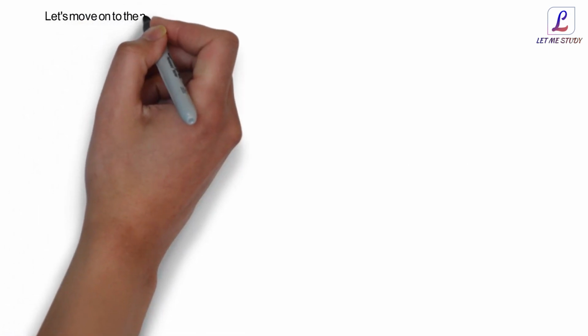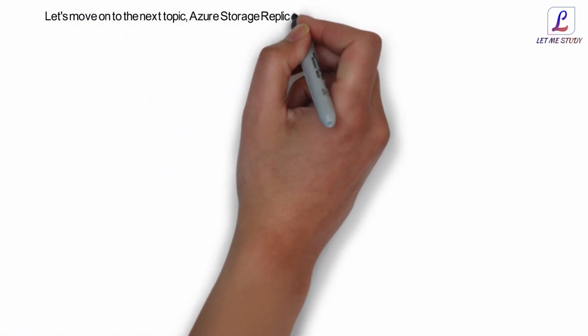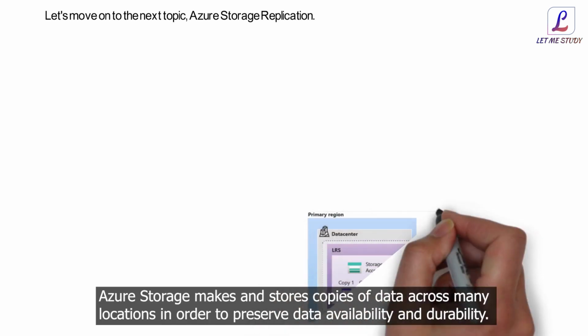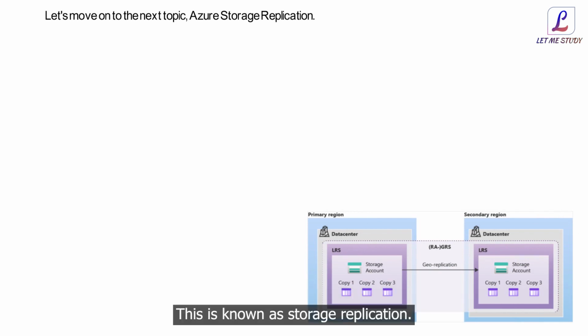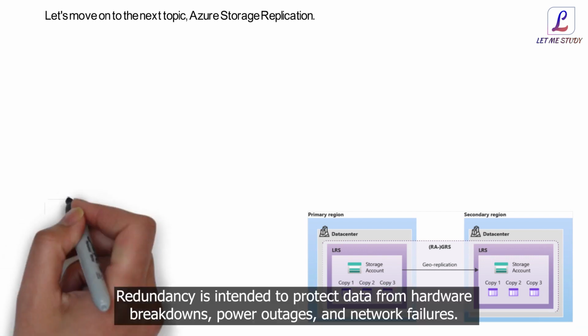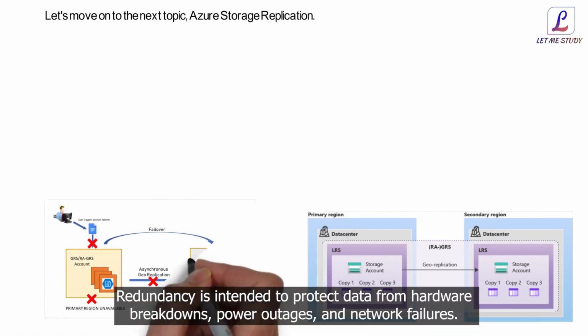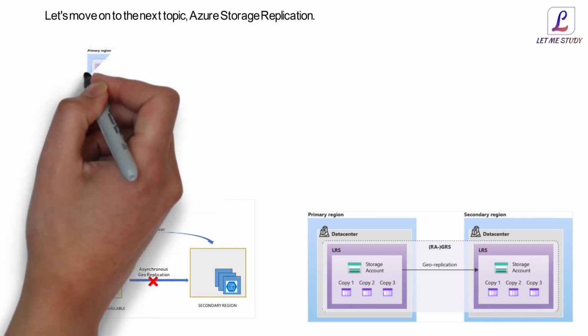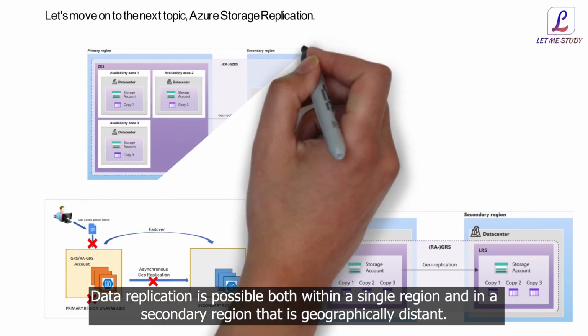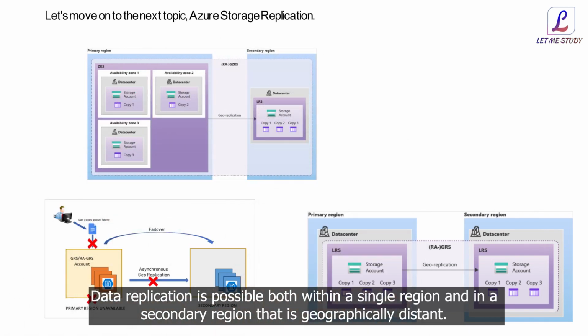Let's move on to the next topic, Azure Storage Replication. Azure Storage makes and stores copies of data across many locations in order to preserve data availability and durability. This is known as storage replication. Redundancy is intended to protect data from hardware breakdowns, power outages, and network failures. You have a variety of redundancy choices at your disposal. Data replication is possible both within a single region and in a secondary region that is geographically distant.